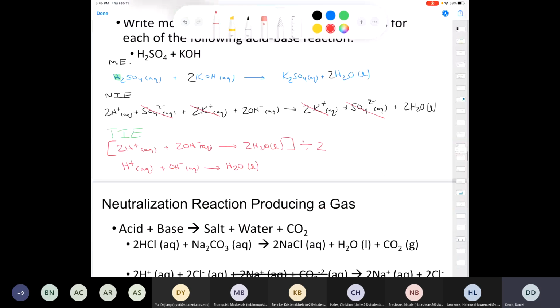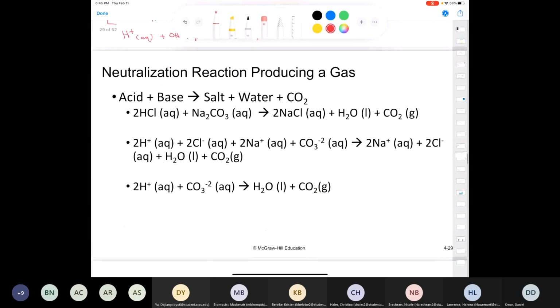All right. We can also have neutralization reactions that produce a gas. For example, when an acid reacts with a carbonate, like sodium carbonate, we end up producing carbon dioxide gas. Here's the molecular equation. Here's the total ionic equation. And here's the net ionic equation.